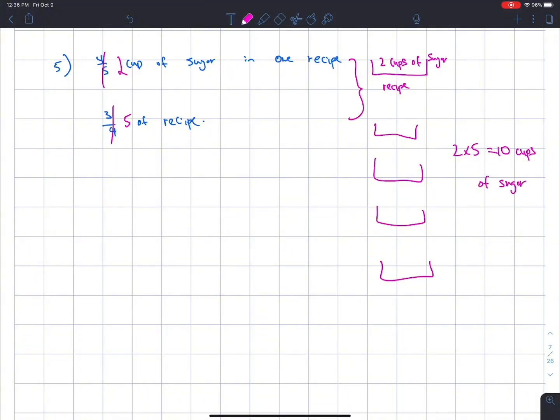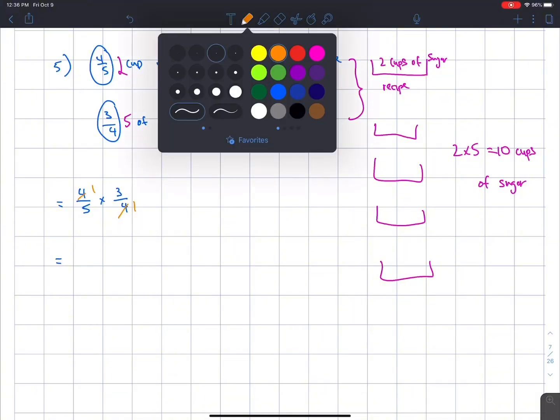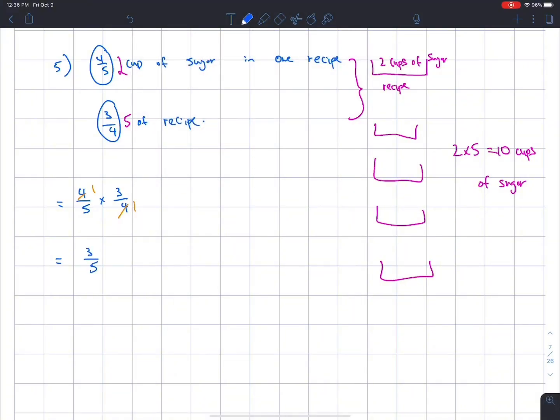So if you're multiplying with easy numbers, you are also multiplying with the more difficult numbers. So we can just multiply them. It will just be 4/5 cups of sugar in one recipe times 3/4 of a recipe. And again, I can simplify, divide by 4 to get 1, divide by 4 to get 1. And then I just multiply them. And I get 3/5. So my answer is 3/5 cups of sugar is required. Or you can just say 3/5 cups of sugar. And that would be question 5.